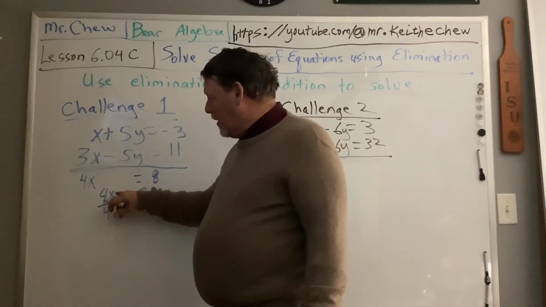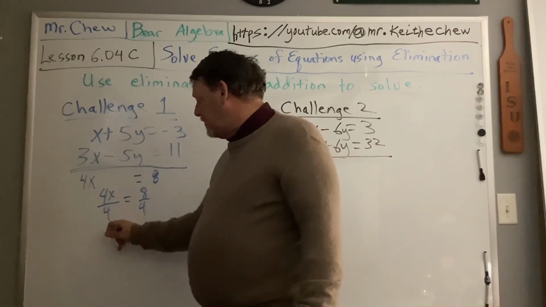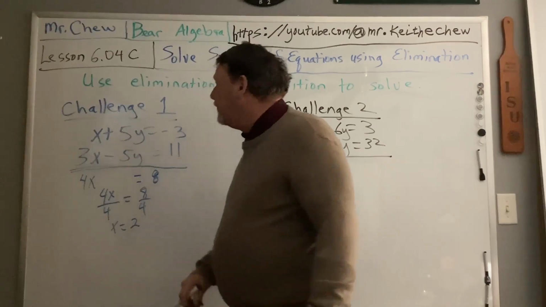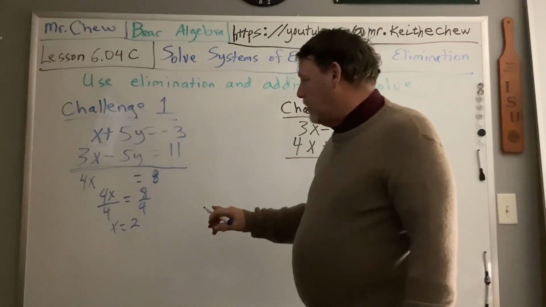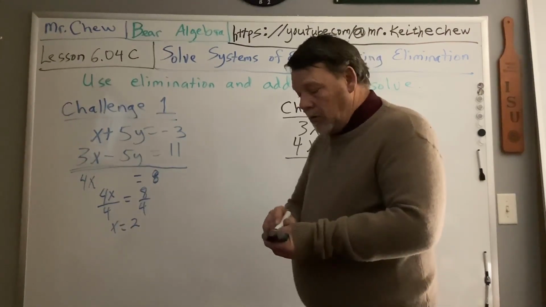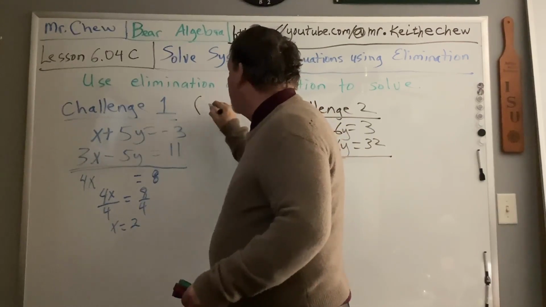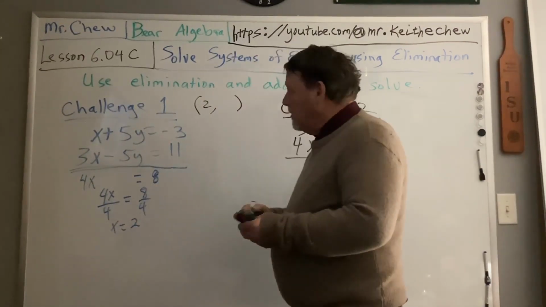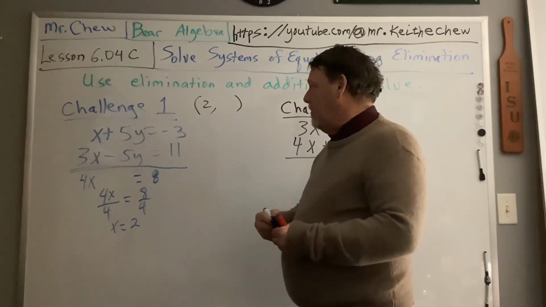4 over 4 is 1. 1x over 1 is x. And 8 divided by 4 is 2. So I believe that the x coordinate is 2. So my solution, I believe, is going to be 2 and then something else here. So let's see what the y will be.